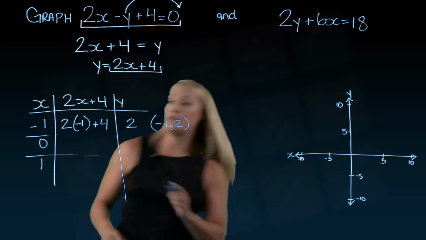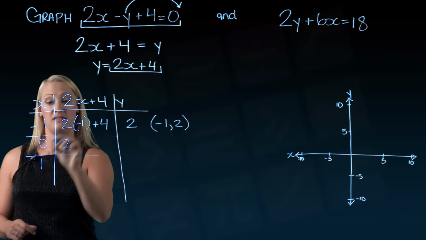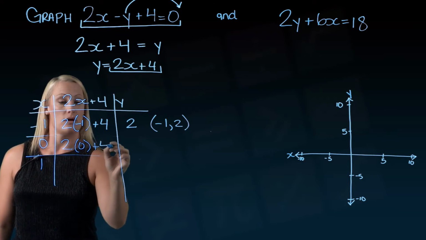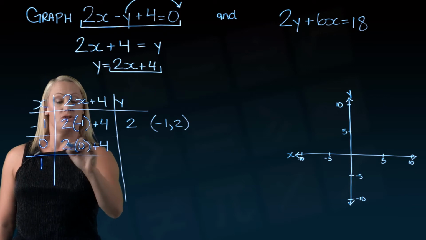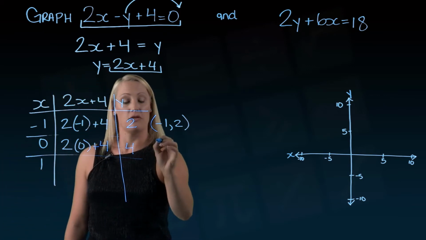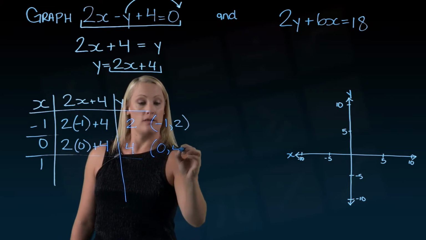Let's do the same thing for 0. I'm going to rewrite this, but instead of writing an x, this time I'm going to write a 0 plus 4. 2 times 0, 0 plus 4. Well, that's 4. So there's another point on the line, 0, 4. So I'll write that there for you.